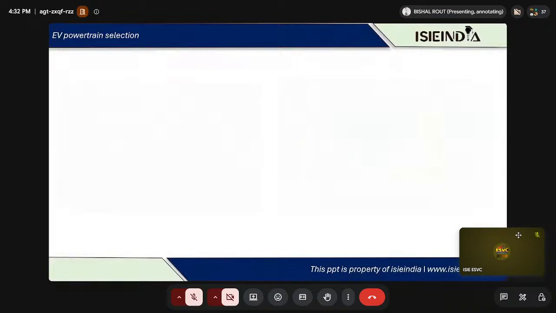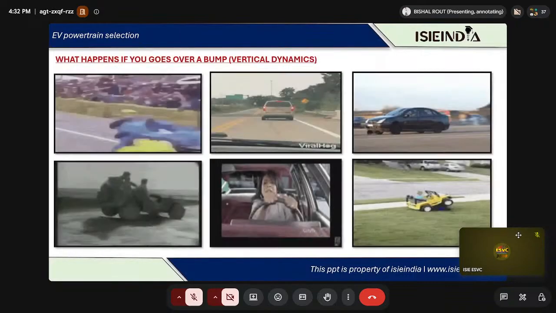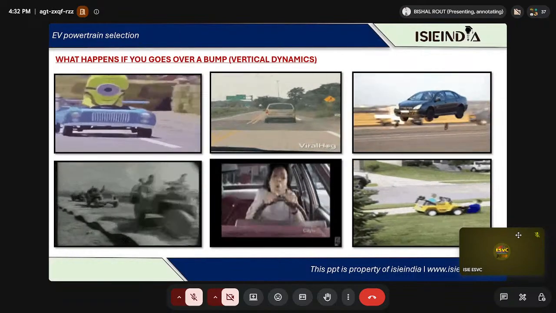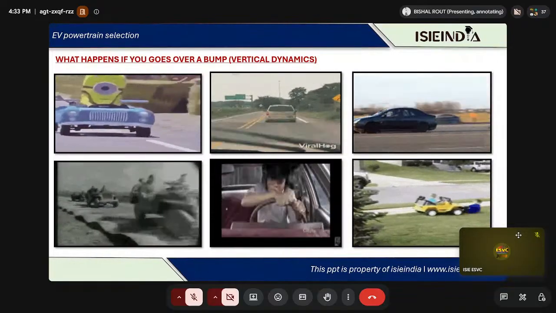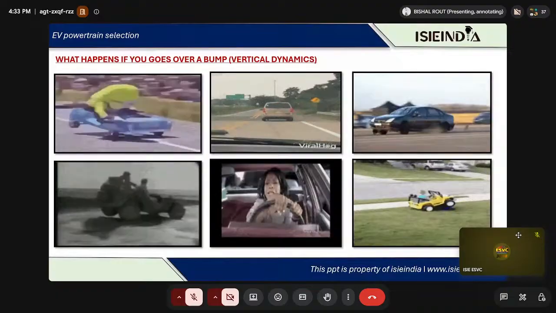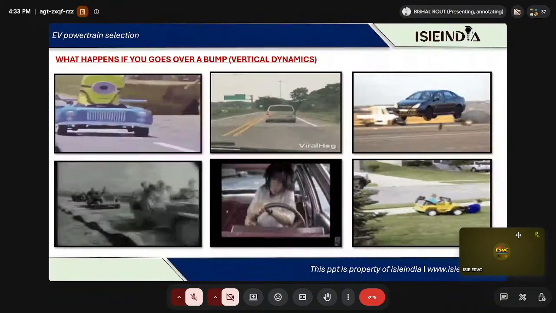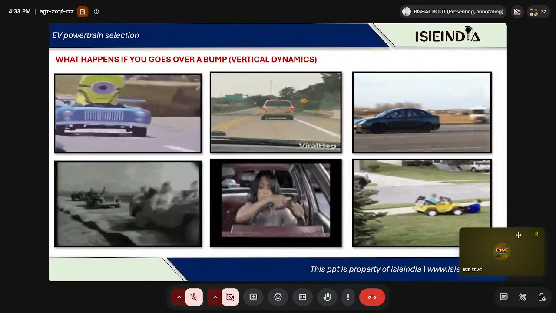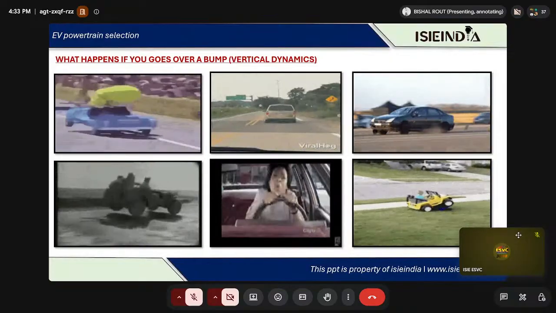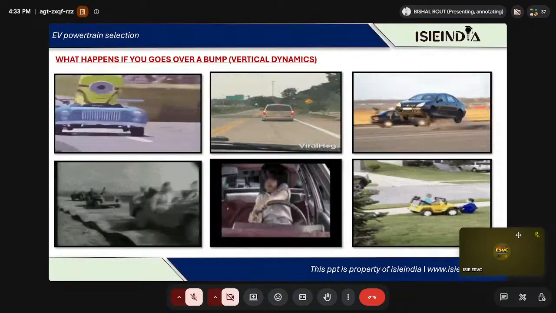Then the last part is the vertical dynamics. You can see what vertical dynamics is. It is the study of vehicle motion in the vertical direction, which is perpendicular to the road surface or the reference plane, whatever you can see. It deals with the vehicle moving up and down, and the major component involved in this vertical dynamics, as you can see, is the suspension, right?